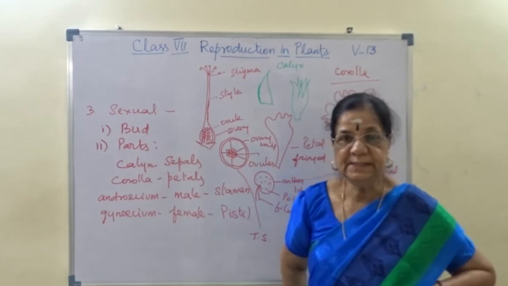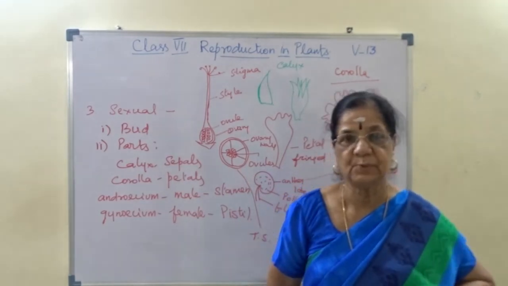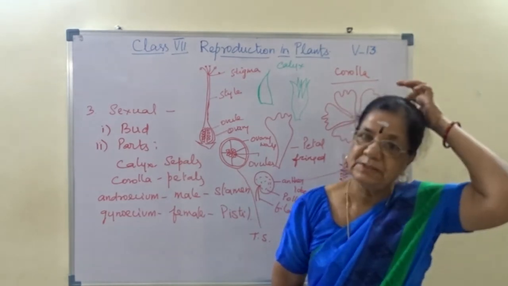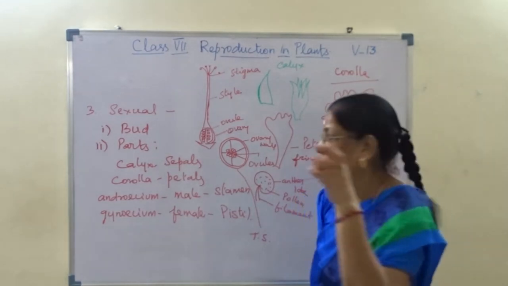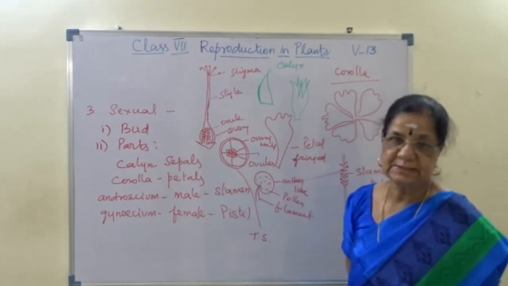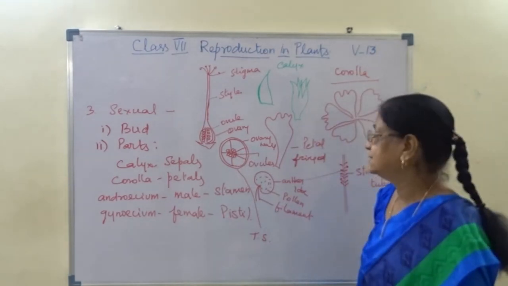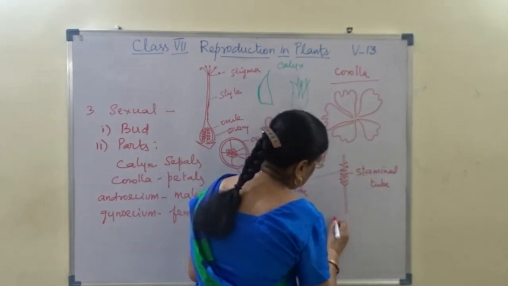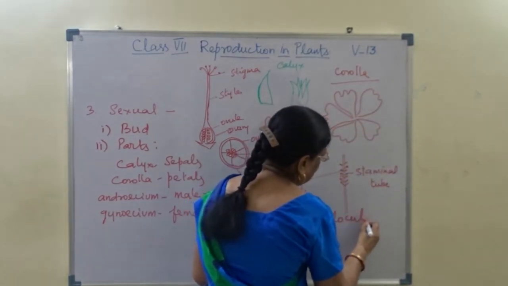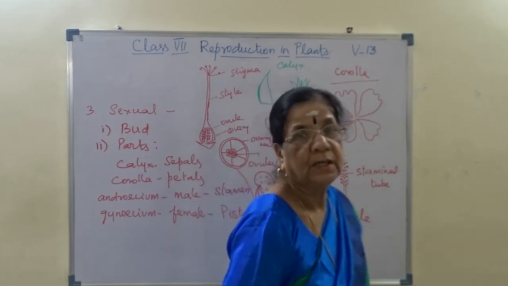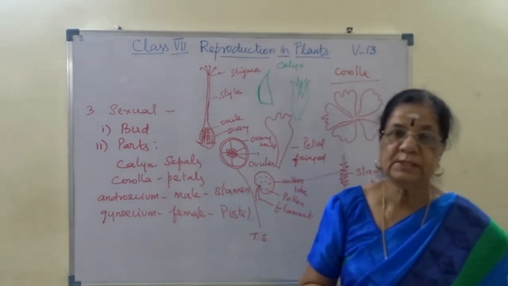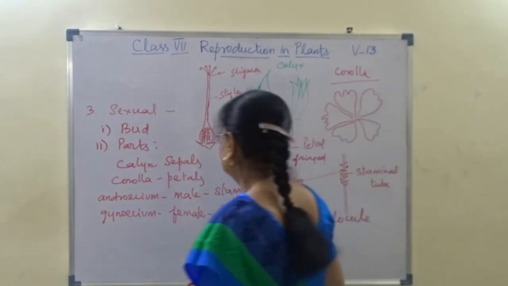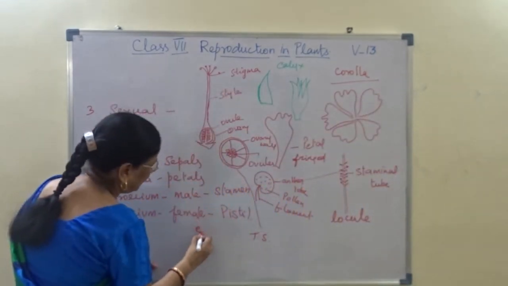We take ladies finger, like okra. So when it is cut, we find 5 chambers, is it not? The same 5 chambers are here. Okay. Now this chamber is called a locule. The chamber of the ovary is called a locule. We come across another term called carpel.